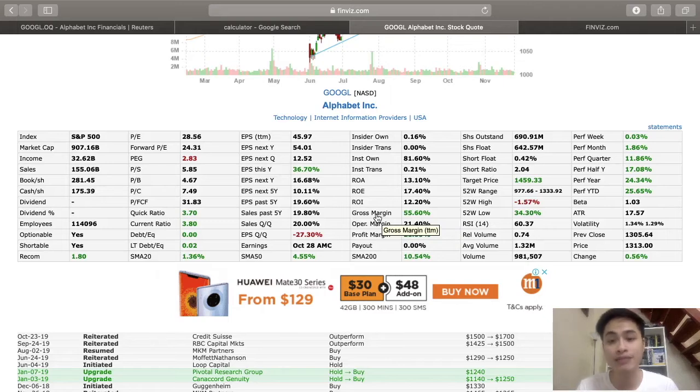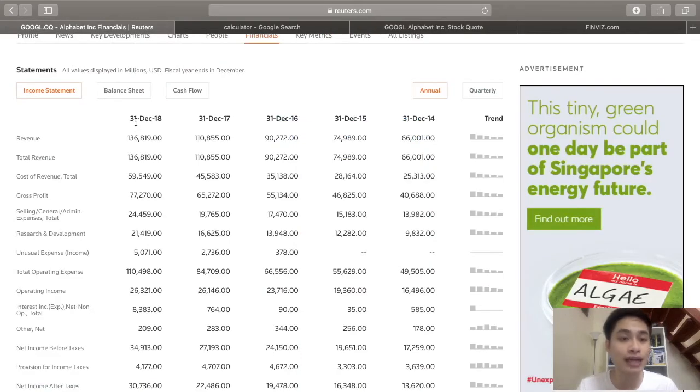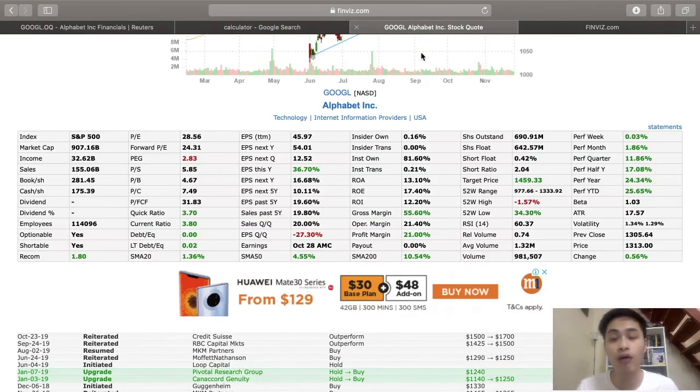So trailing 12 months means Google's performance for the past 12 months. But for Reuters, on the other hand, the data that we calculated using was based on Google's financial period between the years 2017 to 2018, while Finviz used the performance of Google for the past 12 months. So that's why there's a slight difference.